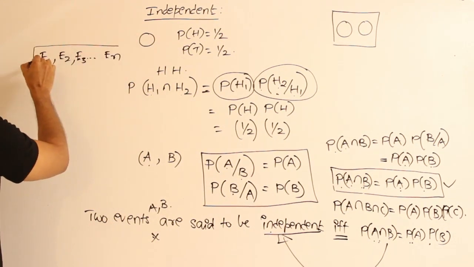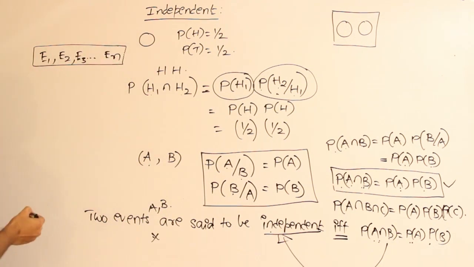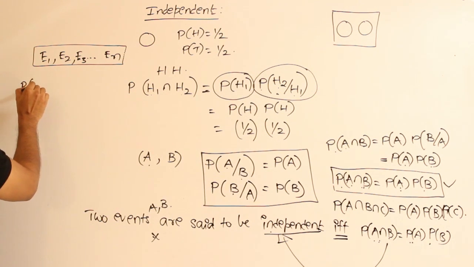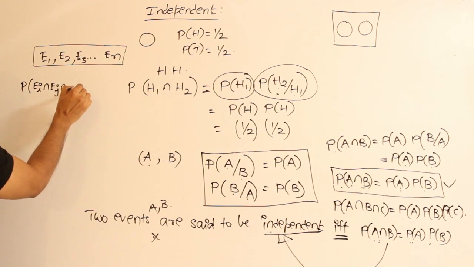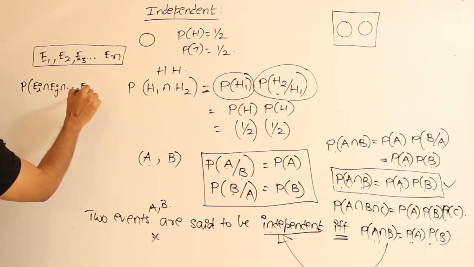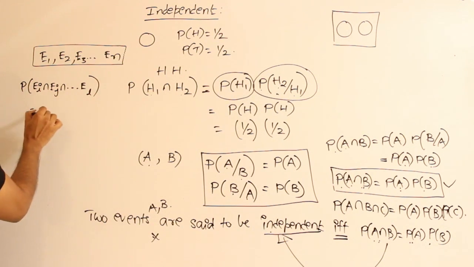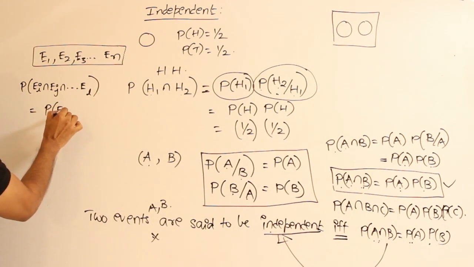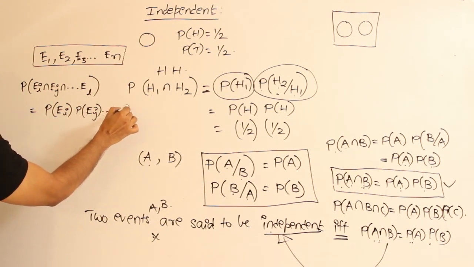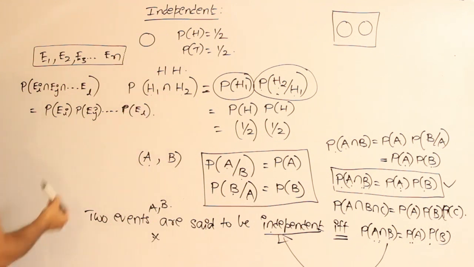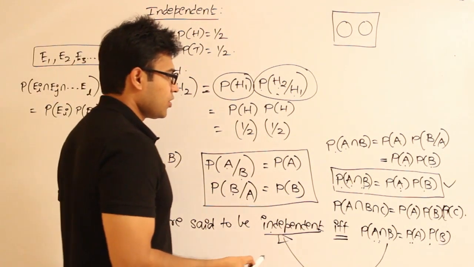If you have to say that all these n elements are independent events, then for every subset of this, that formula should hold, the multiplication rule should hold, which means if you take the probability of Ei intersection Ej intersection and so on up to El, it should always be the probability of Ei into the probability of Ej and so on into the probability of El.